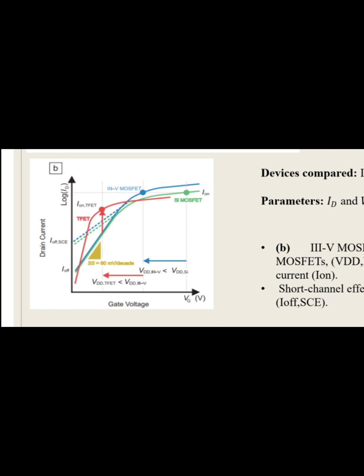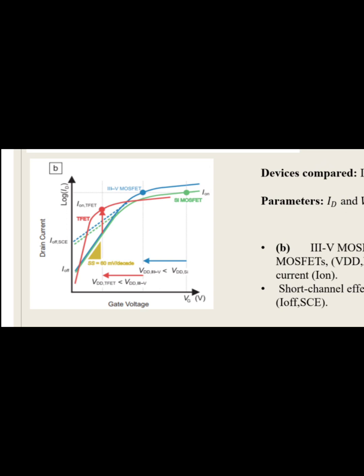We have separately seen the third group and the fifth group. So why are they called III-V compound semiconductors? It is the combination of elements from the third group and the fifth group. Common examples include gallium arsenide, indium phosphide and gallium nitride. Coming to this slide, figure B compares the three devices: III-V MOSFET, silicon MOSFET and the tunnel FET, which is the T-FET.